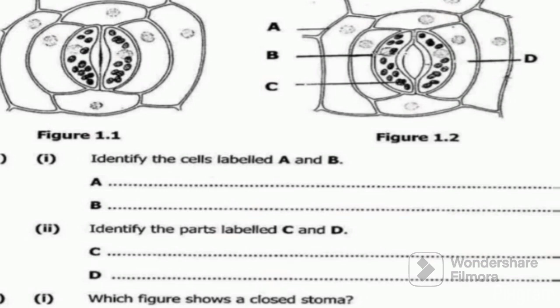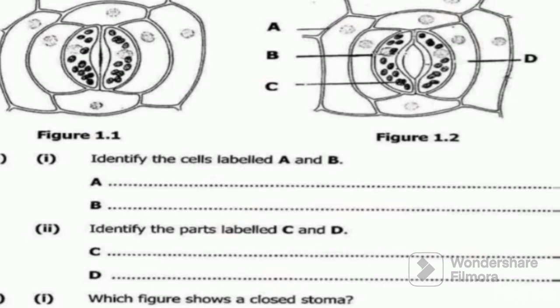Before you answer any question about these two figures, it is very important to analyze these two diagrams. After analyzing, we can go to the given questions. The first question is saying, identify the cells labeled A and B.